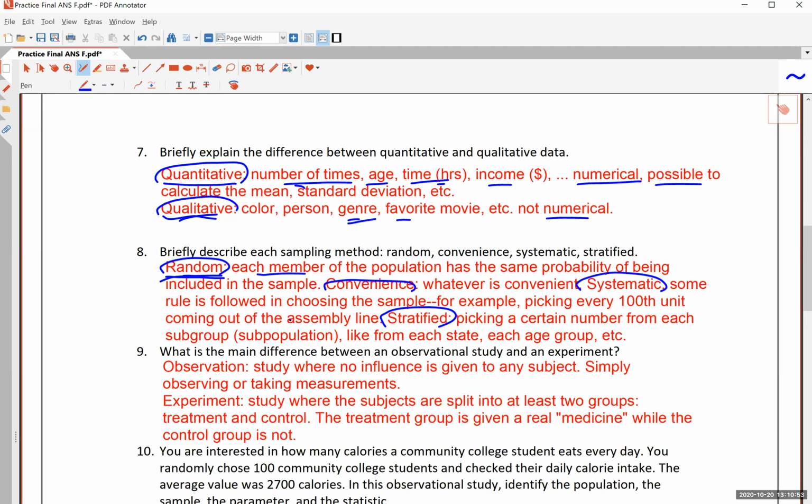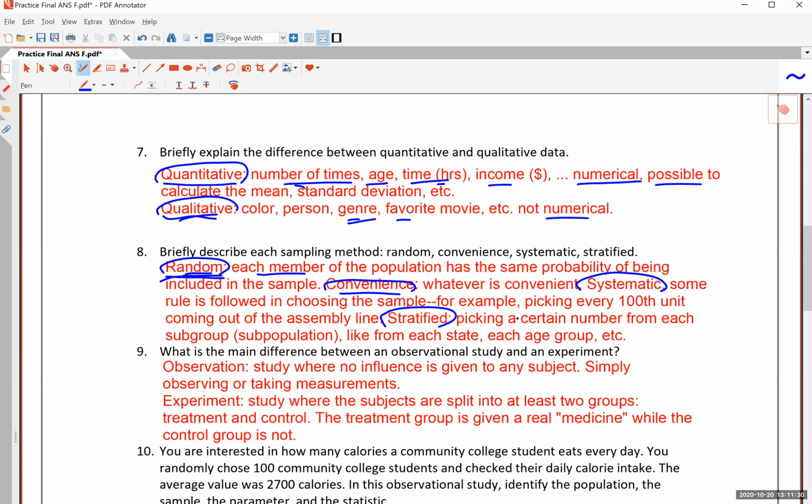Convenience, on the other hand, is probably the worst method of sampling. Convenience sampling is whatever is convenient, such as just walking around the neighborhood and talking to a few people, or going to your classroom in just one of your courses and talking to people in that class. Okay, if you walk into a calculus class and you find out that a whole bunch of students actually like math, and you therefore conclude that students in general like math, that's not a very good sampling method.